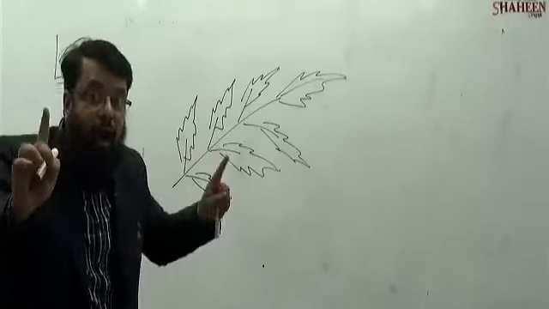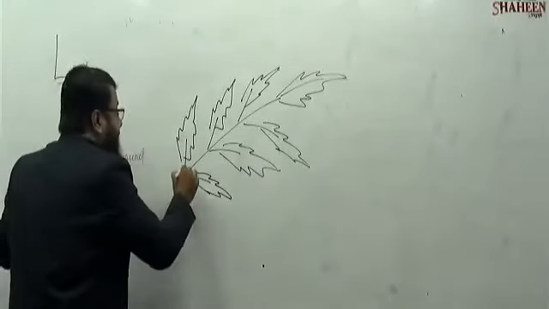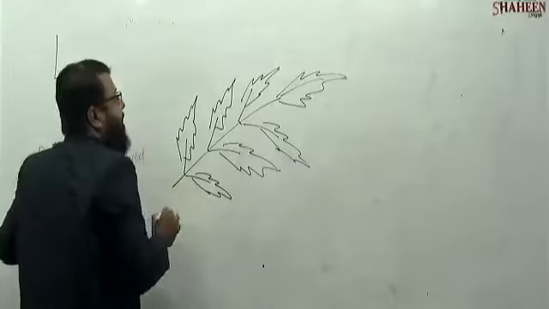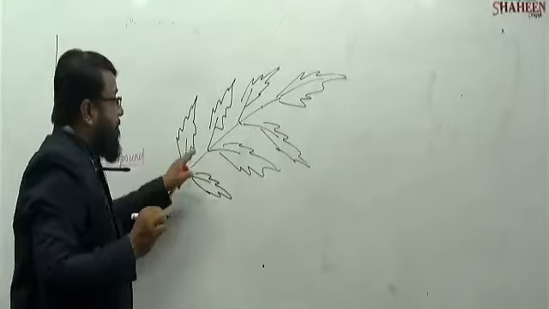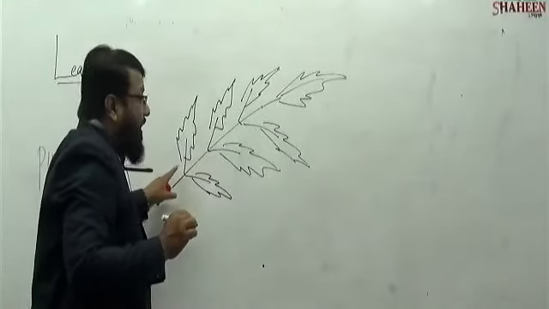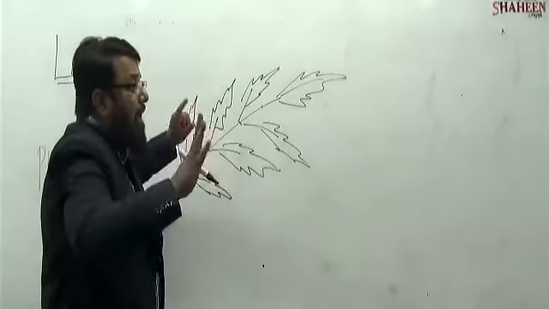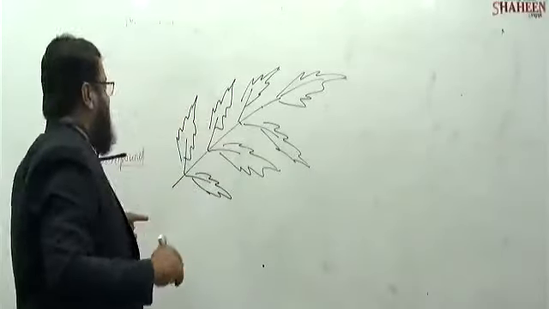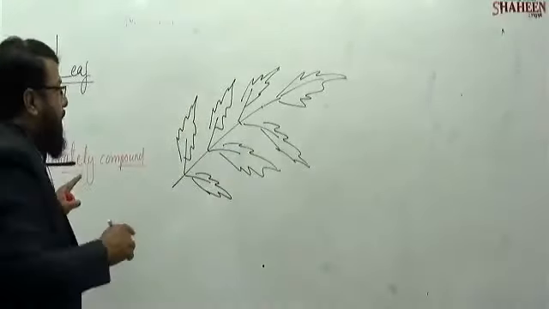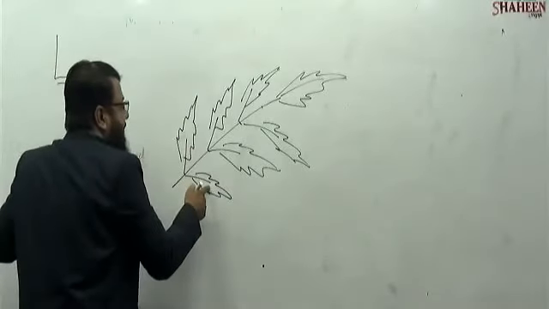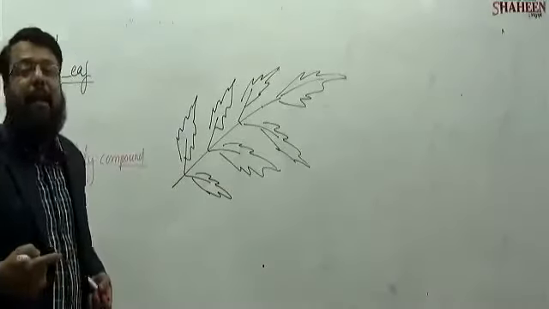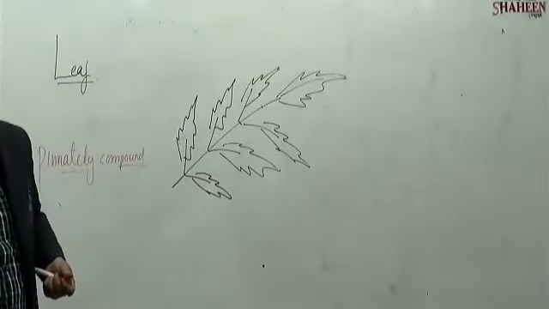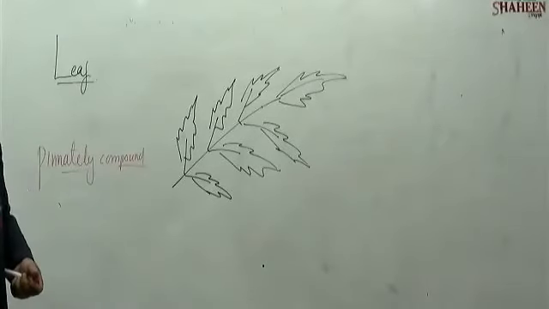All the leaflets are arising from different points. Observe, all the leaflets are arising from different points, and all the leaflets are independent, in the form of pinnae. That is pinnately compound. This is one pinna, this is another pinna, there are 7 pinnae. Pinnately compound.